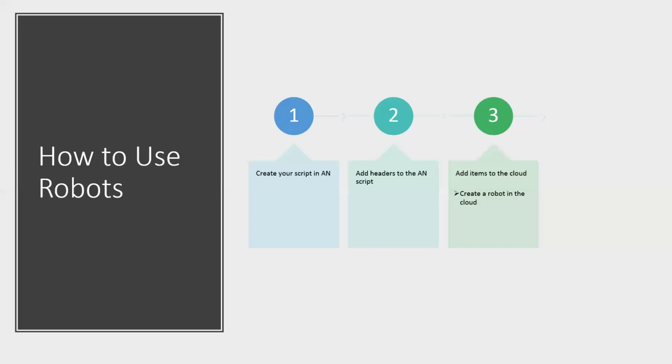Now, coming back to the normal AN way of doing things, if I want to schedule a script to run at 6 o'clock every night with my Windows Task Scheduler, Windows Task Scheduler is already on my laptop. It came installed with Windows. But when you access robots, there is no task scheduler.